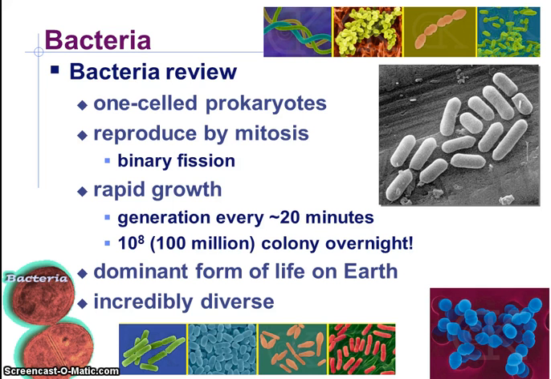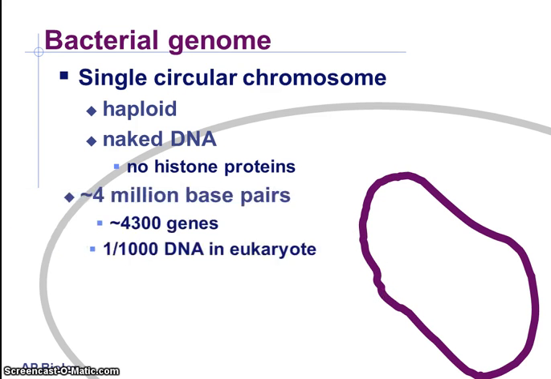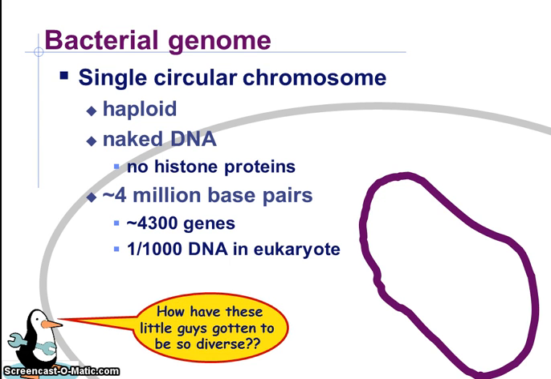It's said that if we actually classified them right, each type of bacteria would have its own kingdom. There's a lot of different ones. And so the bacterial genome has a single circular chromosome. They're always haploid, so one set of the chromosome, and it's naked DNA. There's no histone included. There's about 4 million base pairs, 4,300 genes, which is 1/1000th of the DNA of a eukaryote. So how can they be so diverse?